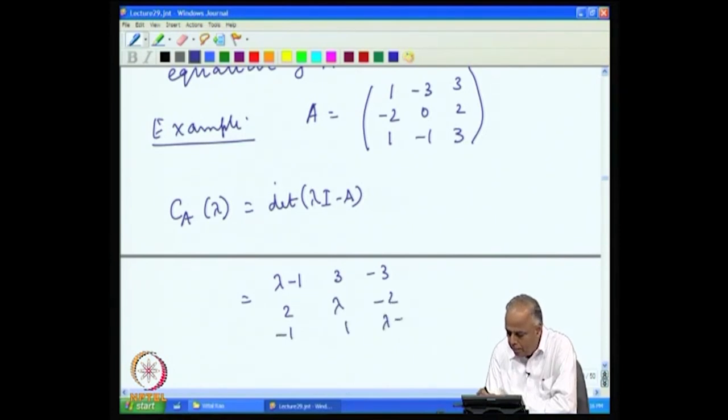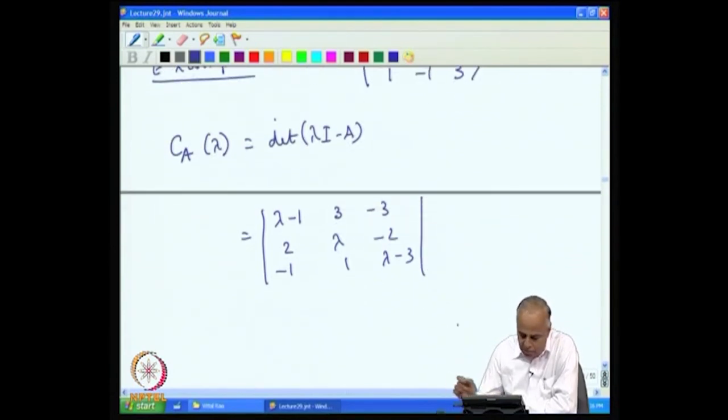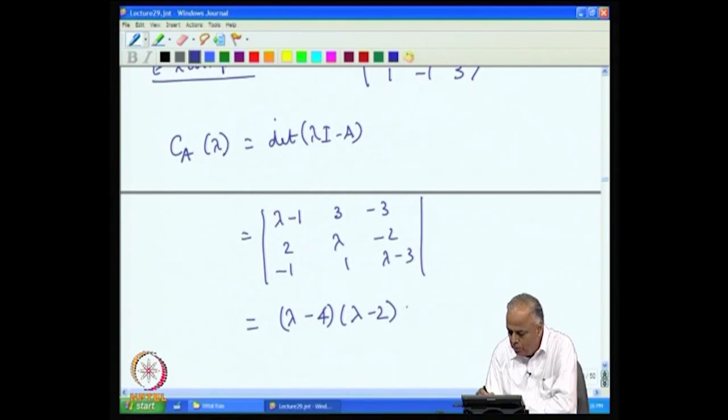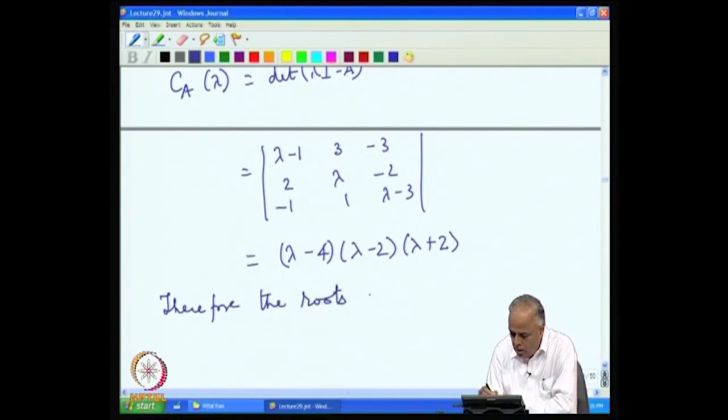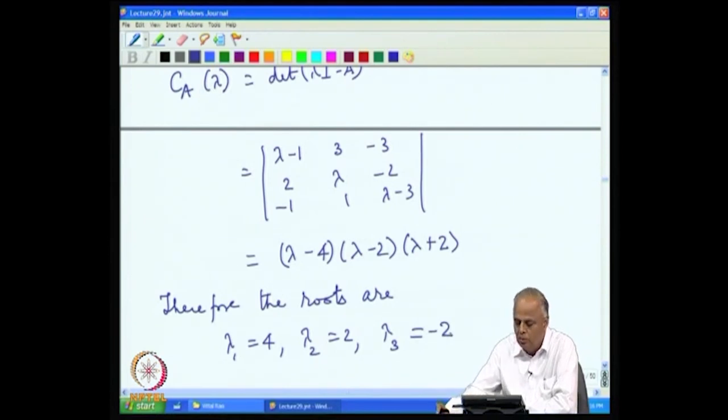Negate A and stick lambda along this determinant. And when we expand this determinant, it turns out to be (lambda minus 4)(lambda minus 2)(lambda plus 2). Therefore, the roots are lambda 1 equal to 4, lambda 2 equal to 2, and lambda 3 equal to minus 2.